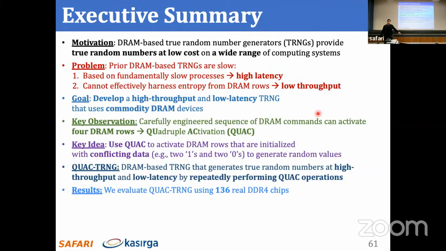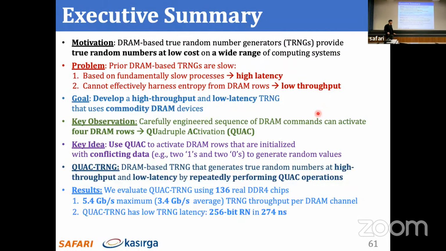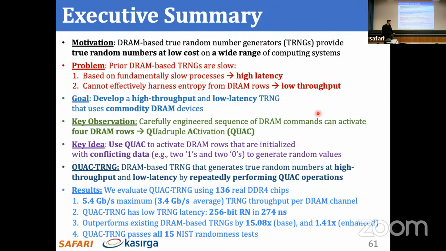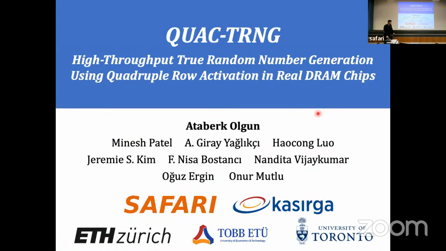And we evaluate it using 136 real DRAM chips. We show that we achieve 3.4 gigabits per second average throughput per channel. QUAC-TRNG has low latency, and it outperforms existing DRAM-based random number generators. And it passes all NIST tests, so it's secure. Okay, thank you for listening, and I'm done finally, and I can take your questions if you have any.